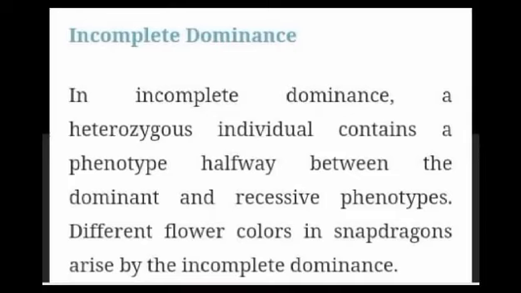In incomplete dominance, a heterozygous individual contains a phenotype halfway between the dominant and recessive phenotypes. Different flower colors in snapdragons arise by the incomplete dominance.